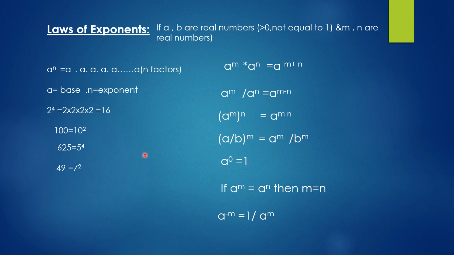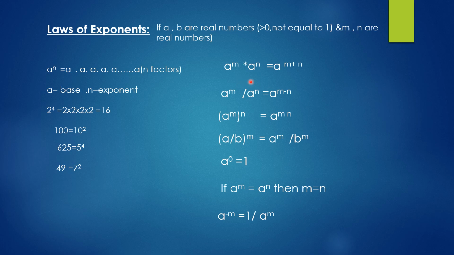Next, you also studied the laws of exponents or the laws of indices. For any two real numbers a, b which are greater than 0 and not equal to 1, remember the condition: a and b are real numbers greater than 0 but not equal to 1. And m, n are also real numbers. These are known as the laws of indices or laws of exponents.